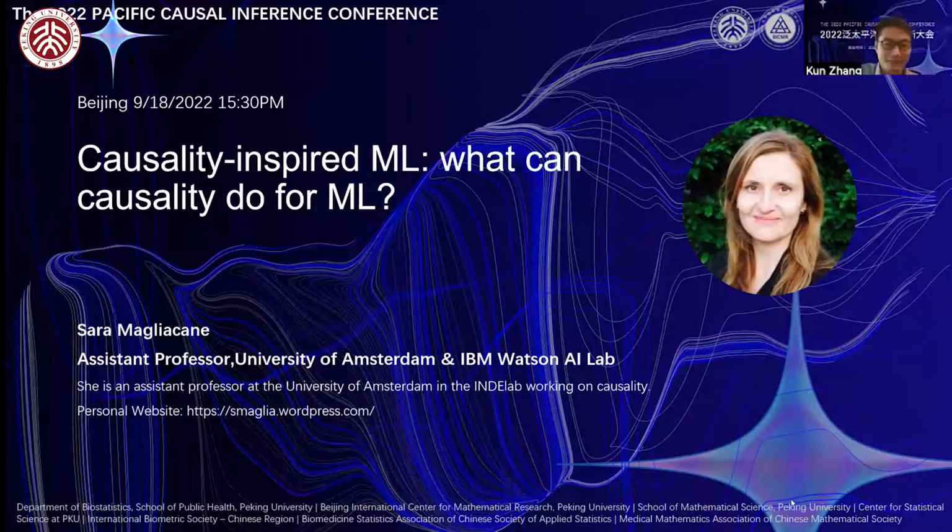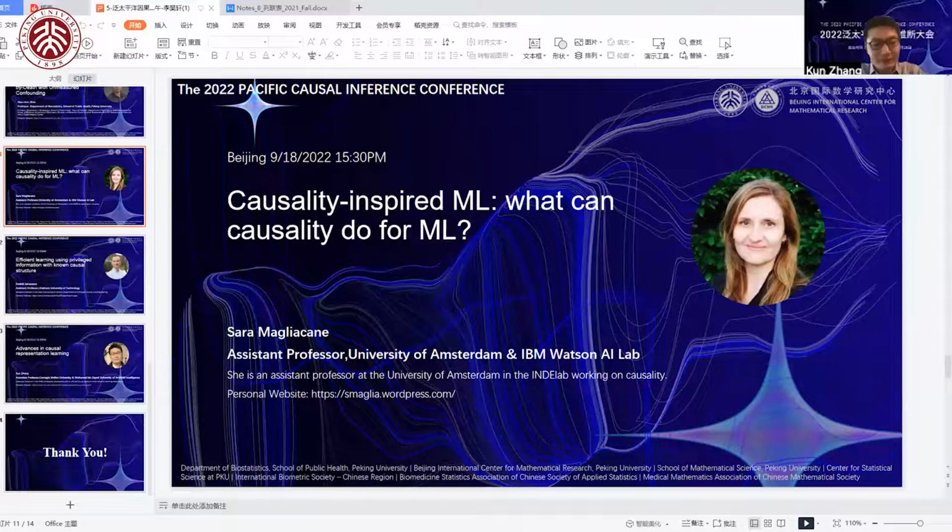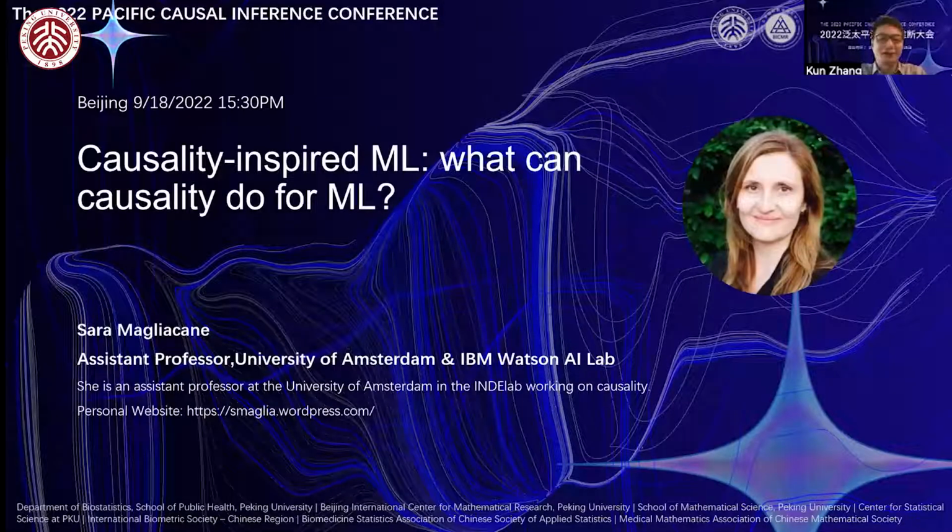So Professor Sara Magliacane. Sara is currently an assistant professor at the University of Amsterdam. Prior to that, she was a research staff member at the IBM MIT Watson AI Lab. She has been focusing on various aspects of causal inference and symbolic approaches, and has done very exciting work in dealing with non-stationary data, the connection between causality and machine learning, and reinforcement learning, and so on.